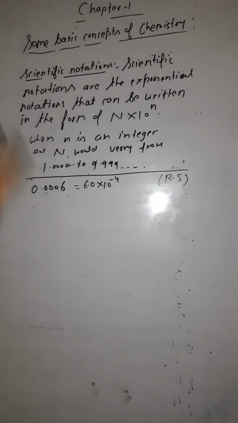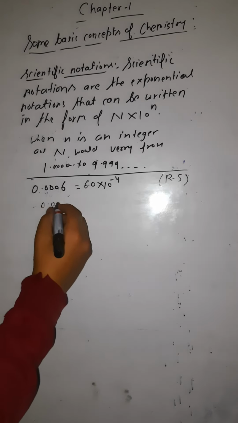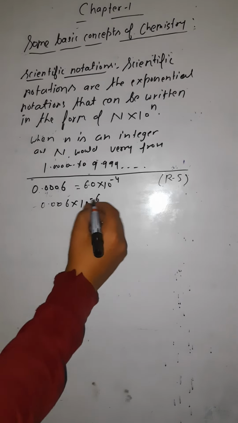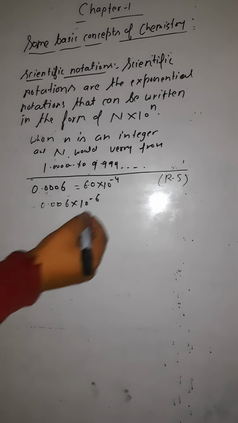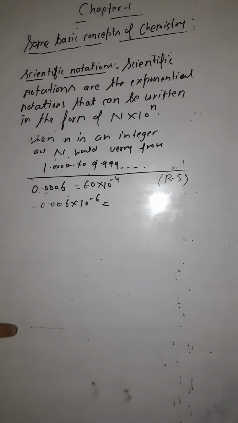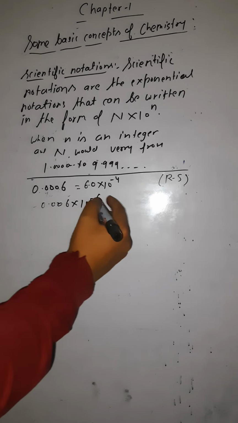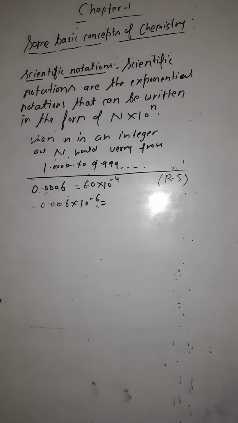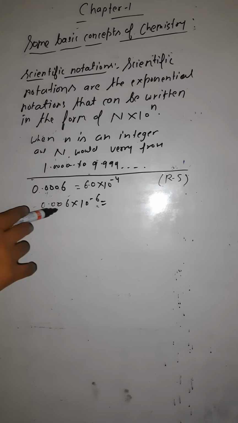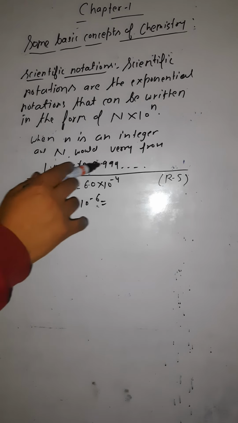Let me give you another example. Let's say I have written 0.006 multiplied by 10 to the power minus 6. How to write this? I have written it in exponential form, but this has not been written in scientific notation. Why? Because the value of N is not between 1.000 and 9.999.